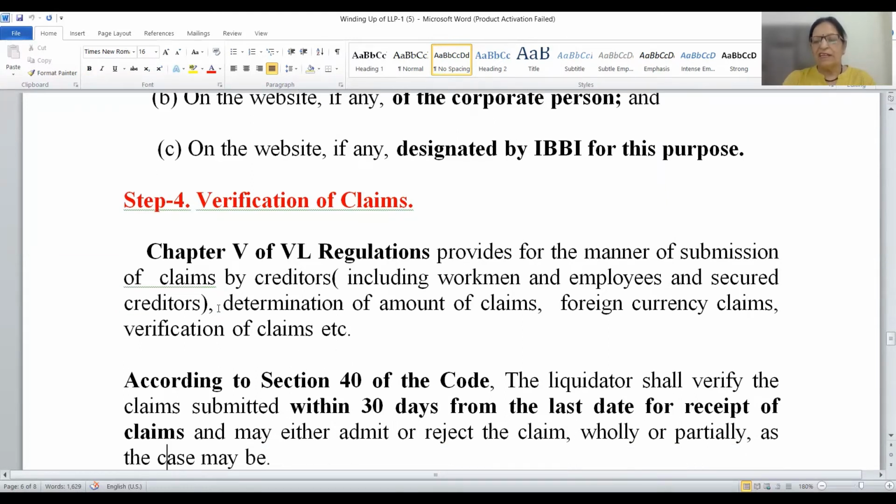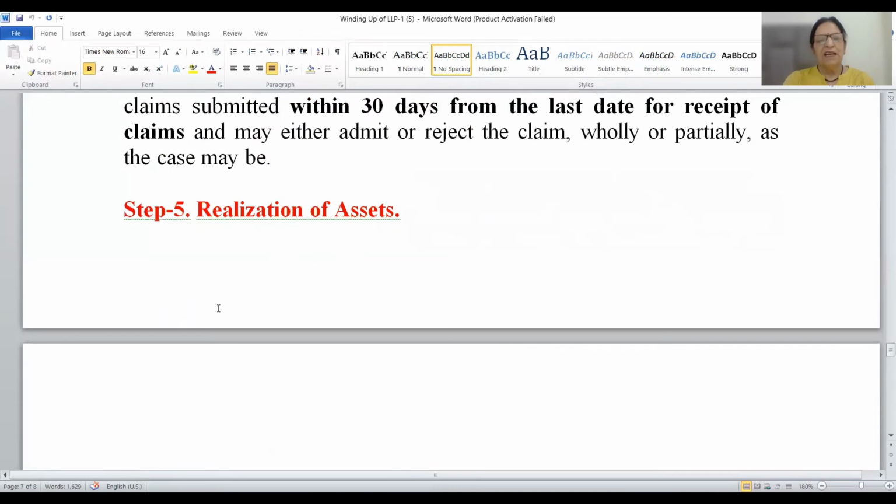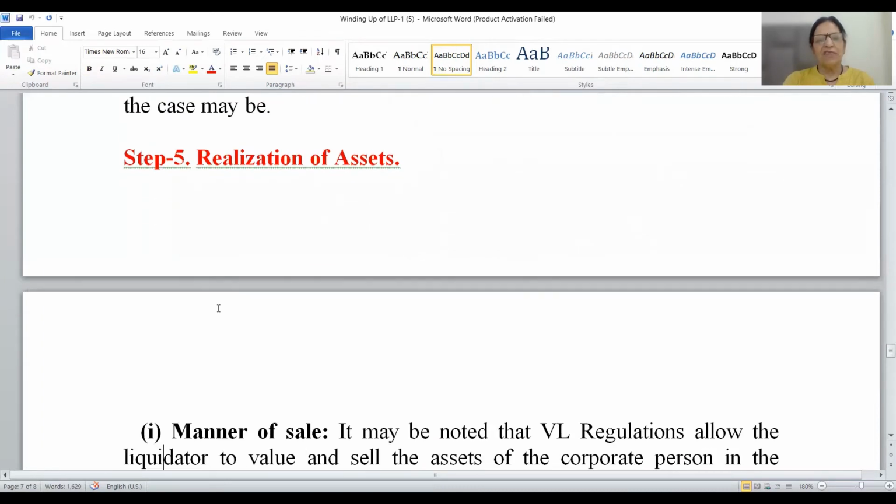The liquidator shall verify the claims submitted within 30 days from the last date for the receipt of claims, and may either admit or reject them. If he finds that all the claims are correct, genuine claims, then he has to admit. If he finds that some of the claims are not genuine, then he has to reject those claims. He may reject wholly or partially depending upon the case. The next step is realization of assets.